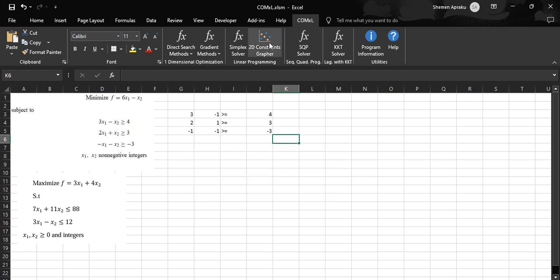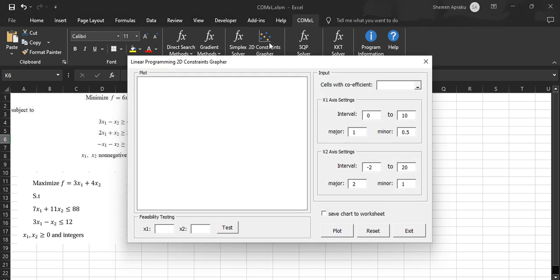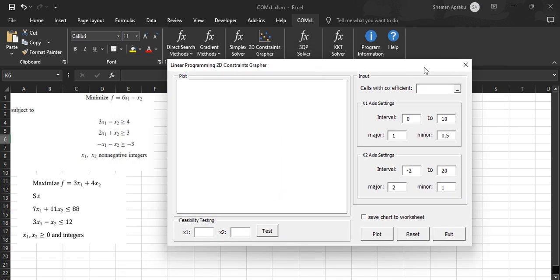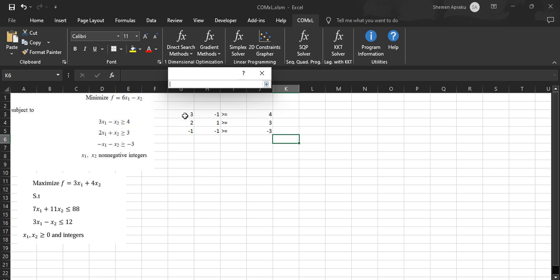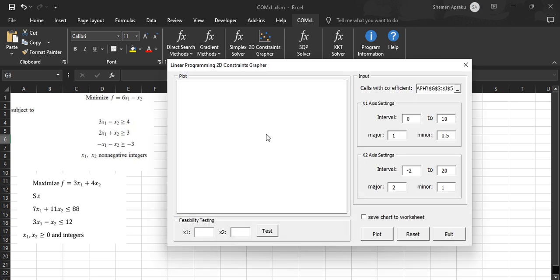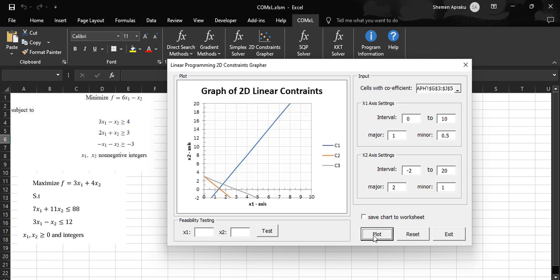So to plot our constraints, we start the 2D constraint grapher by clicking on the 2D constraints button. So we have only one major input, that is the cell with coefficients. So we click on this and we select our constraint cells, and we click on plot. So we have this plot over here.